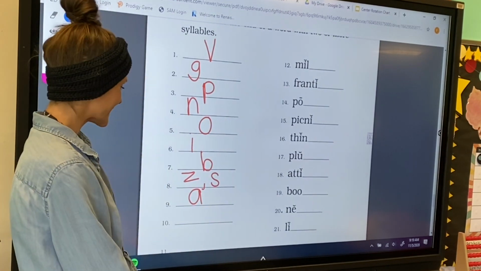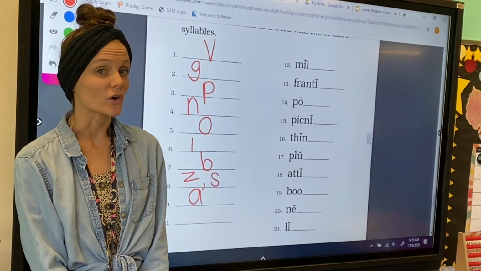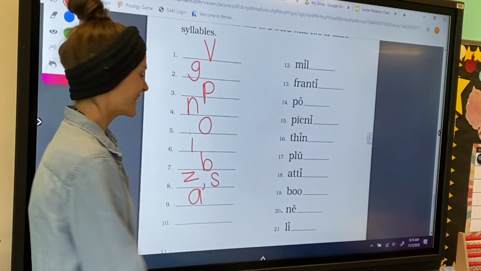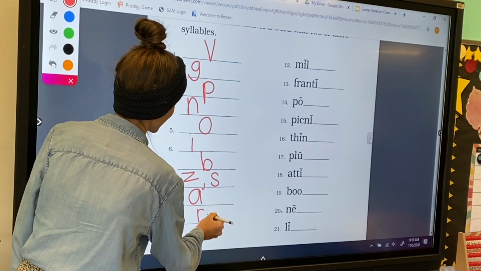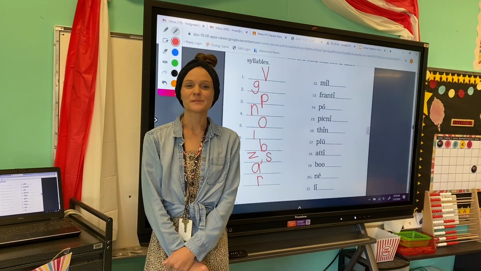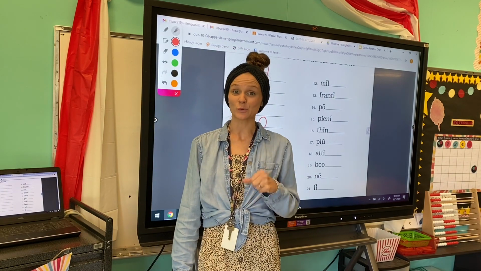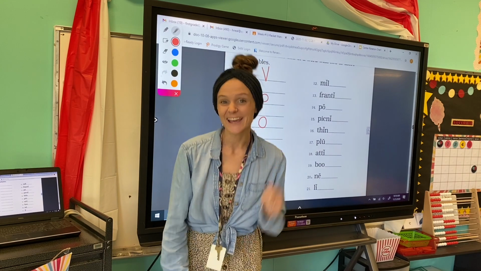And for number 10, my letter sound is R. Letter R. Very good. All right, guys, put your worksheet to the side and we are going to learn our new spelling rule for today. Are you ready? Here we go.